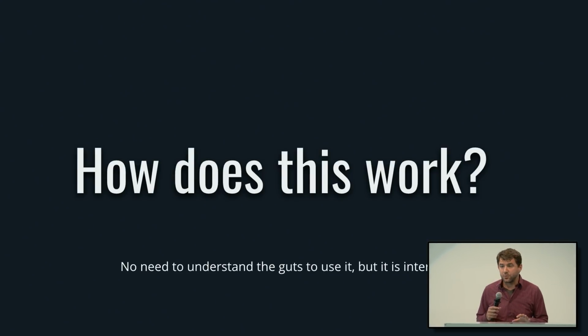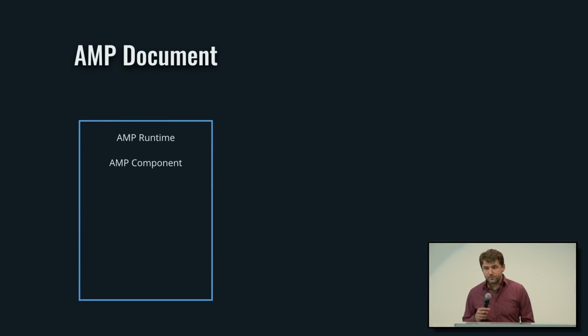Let's talk a little bit about how this works. We don't need to get into all of the guts of how to use it in order to use it, but it is quite interesting. So we start with an AMP document. The AMP documents can contain the AMP runtime and AMP components, like AMP image, for instance.